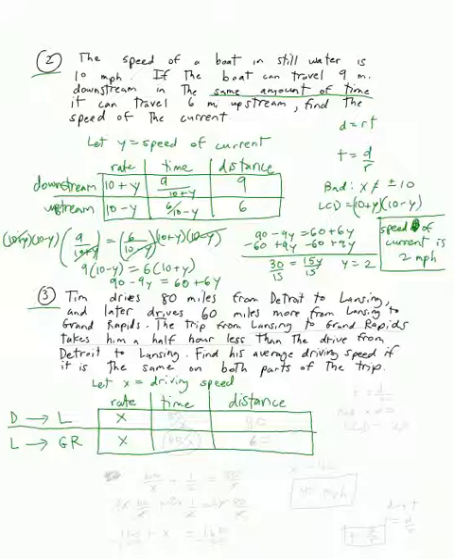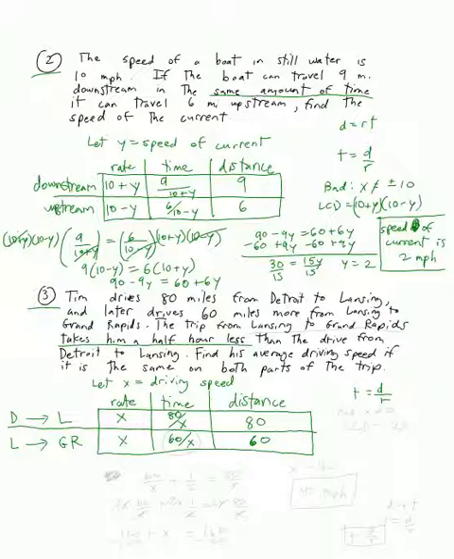Now, it says that it's 80 miles from Detroit to Lansing, so this is 80 miles. And then he drives 60 miles more from Lansing to Grand Rapids, so this is 60. Now remember, time is equal to distance over rate. That means this one's going to be 80 over x, and this one's going to be 60 over x. However, here's where the problem changes. It does not say that it takes the same amount of time. In fact, it says the trip from Lansing to Grand Rapids takes him a half hour less than the drive from Detroit to Lansing.